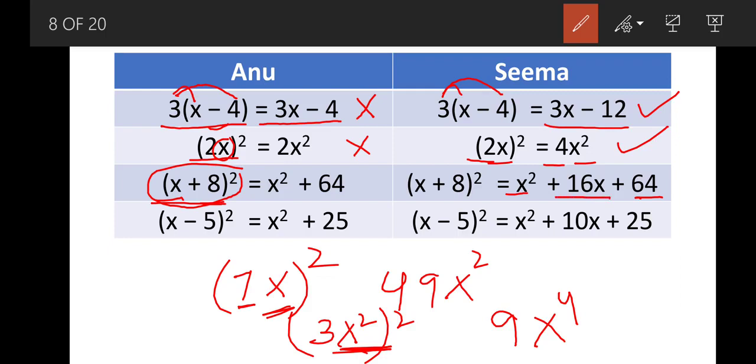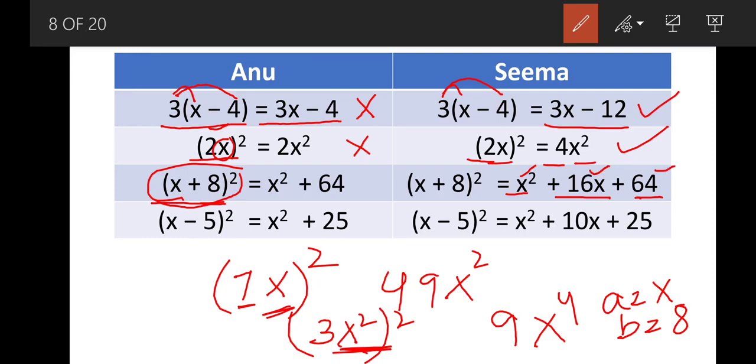In this part, what is a? A here is x, b here is 8. So x square plus 2ab. 2 into 8 into x, that is 16x, plus 8 square is 64.